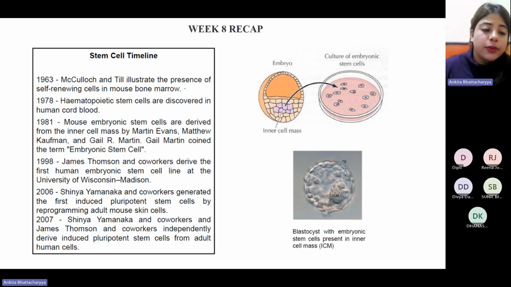Then in 1998, James Thomson and his co-workers derived the first human embryonic stem cell line at University of Wisconsin-Madison. And then in 2006 came a remarkable progress in the field of stem cell research, where Shinya Yamanaka and Takahashi together generated the first reprogrammed stem cells, where they induced pluripotent stem cells by reprogramming adult mouse skin cells. Following that, they developed pluripotent stem cells from adult human cells, in particular from fibroblasts.